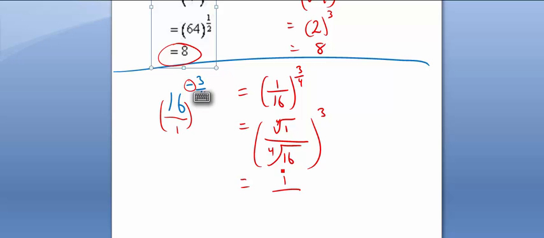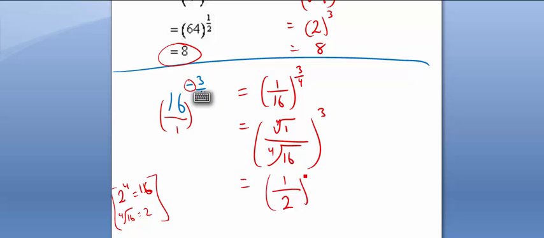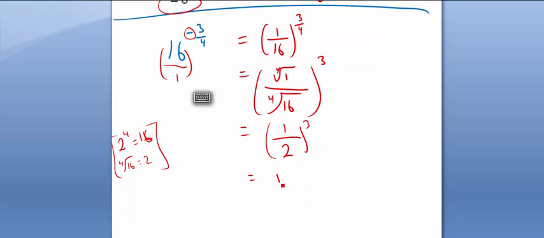The 4th root of 16, what number multiplied by itself 4 times is 16? 2. Right? 2 times 2 is 4, times 2 is 8, times 2 is 16. So 2 to the 4th equals 16. That's the same thing as the 4th root of 16 equals 2. These guys work back and forth. They're opposites, just like multiplying and dividing are opposites, adding and subtracting are opposites, powers and roots are opposites, okay? We still have this to the power of 3. And then technically I should say equals 1 cubed over 2 cubed.